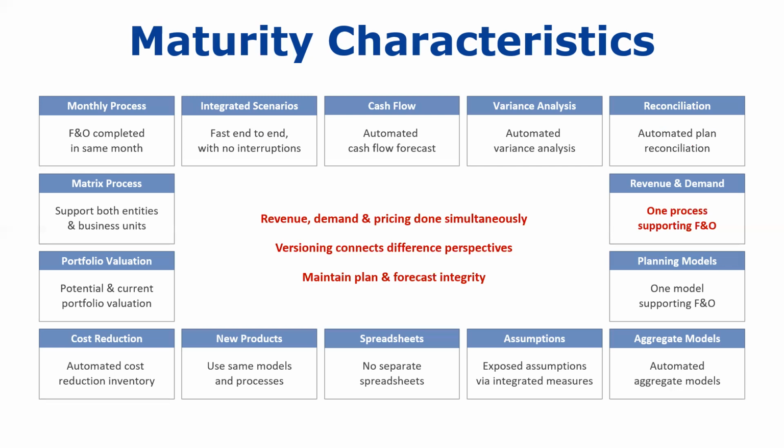One of the other things that should happen is that you should have different versioning that connects to different perspectives. So for example, if you, as a senior level executive, want to say, let's set a 5 or 10% target to increase sales, you should be able to do that.